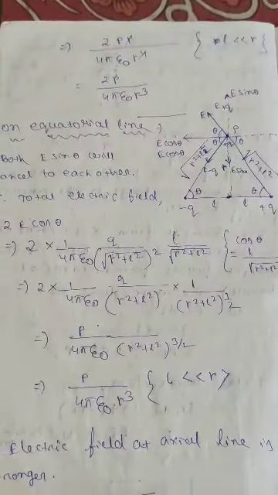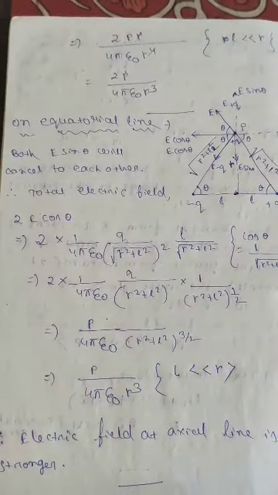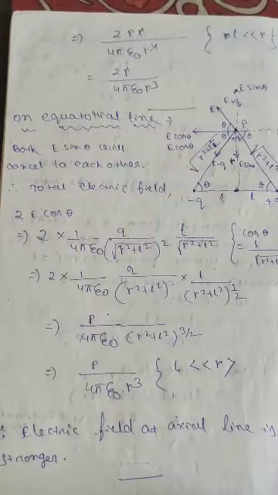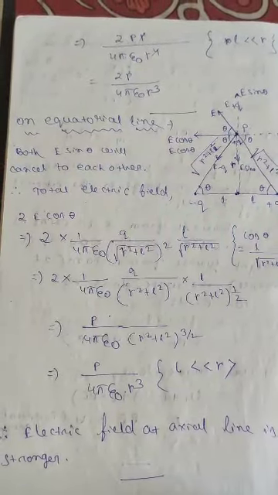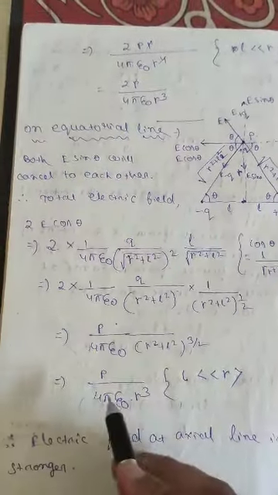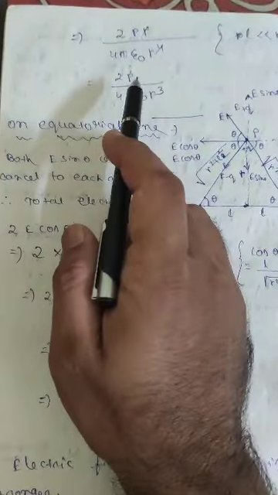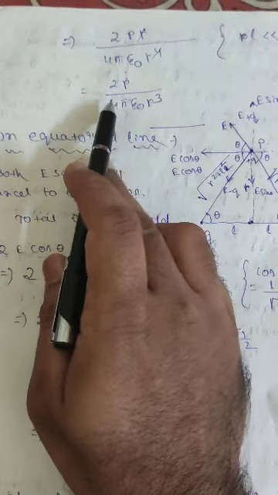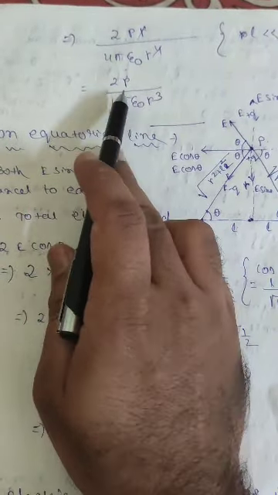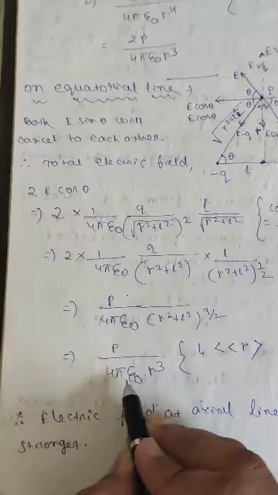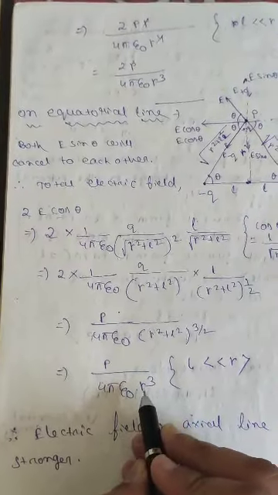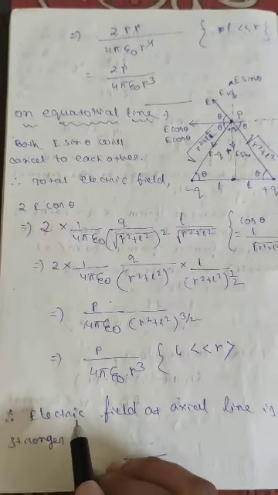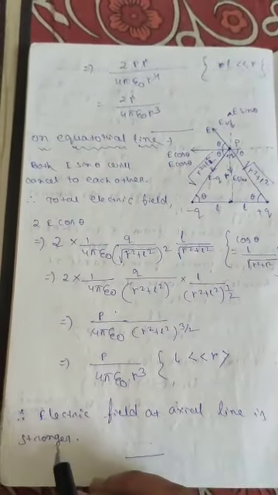One question that can be asked in the board exam is: where is the electric field maximum, on the axial line or on the equatorial line? Your answer is the axial line, because in the axial line due to a dipole you got 2p divided by 4 pi epsilon naught R cube, but here you got only p by 4 pi epsilon naught R cube. So the electric field on the axial line is stronger.